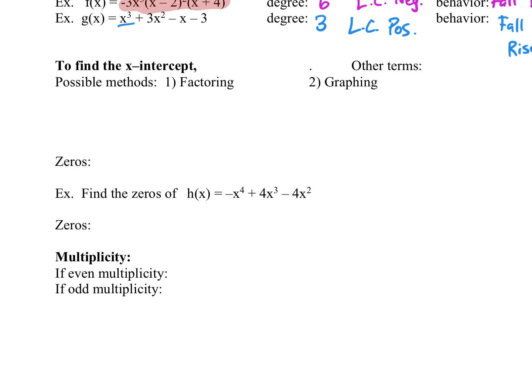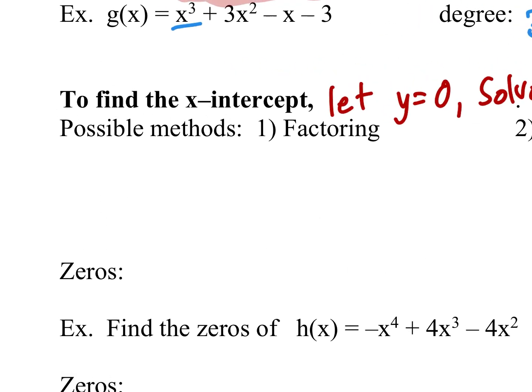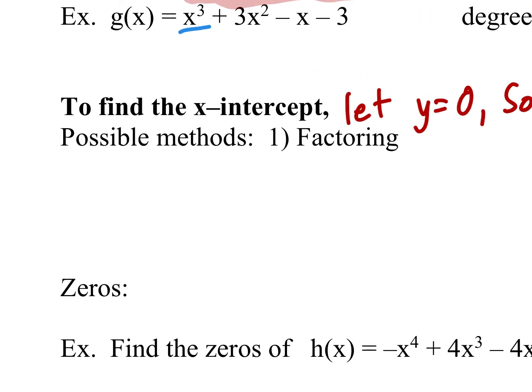To find the x-intercept, just like we would in other functions, we let y equal 0 and we solve. These solutions are also known as zeros. They're known as roots or solutions. And we'll see those used somewhat interchangeably. We can solve by factoring here. I'm just going to give you an example to demonstrate this here.